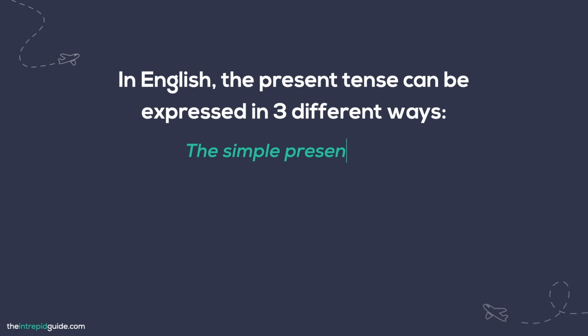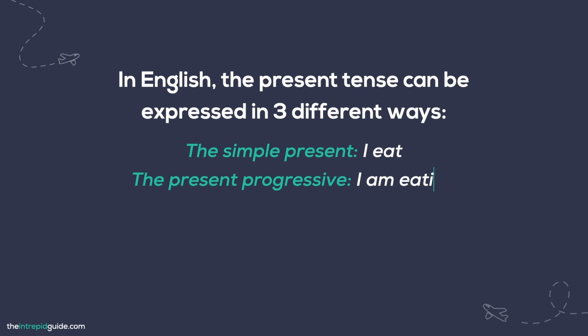The present indicative, as its name implies, is used to form statements and questions in the present tense. In other words, things that are happening now. In English, the present tense can be expressed in three different ways. We have the simple present, which is I eat, the present progressive, which is I am eating, so I'm currently doing it, and the emphatic present, which is I do eat.